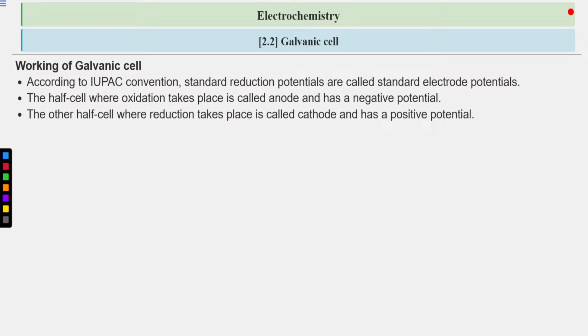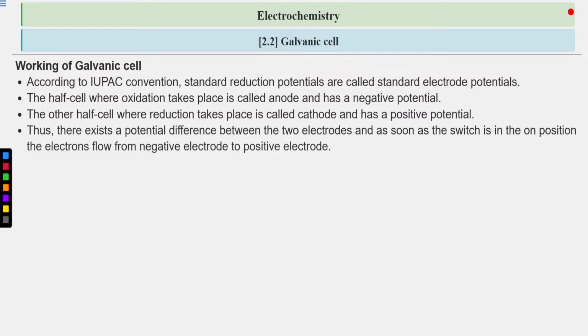The other half cell where the other process, which is reduction, is taking place is called the cathode, and it will have a positive potential. Because if the anode has negative potential, the cathode will have positive potential, because the two opposite processes are carrying on at anode and cathode. Thus, there exists a potential difference between the two electrodes, and as soon as the switch is in the on position, the electrons start to flow from the negative electrode to the positive electrode. That means anode to the cathode. So this is how the galvanic cell will work.